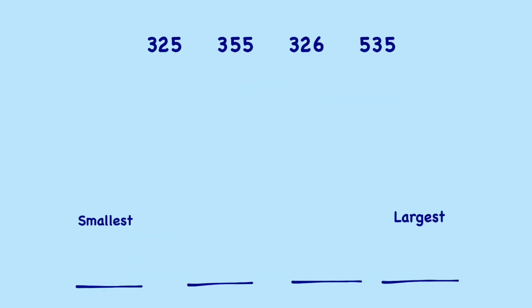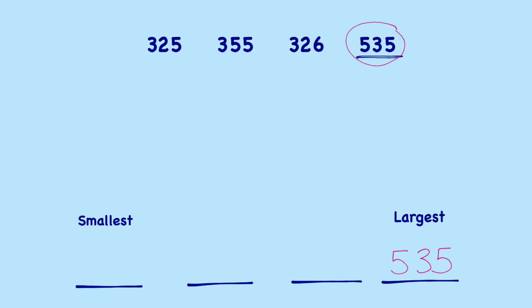Let's look at another set of numbers. 325, 355, 326, 535. So remember, we want to have a look at the hundreds digits first because that will tell us which one's the smallest. So I can see that this is 300, this is 300, this one's 300 and this one's 500. Well, they're all 300 numbers apart from the last one here, which is 535. So I know that that must be my largest number. So 535 can go there.